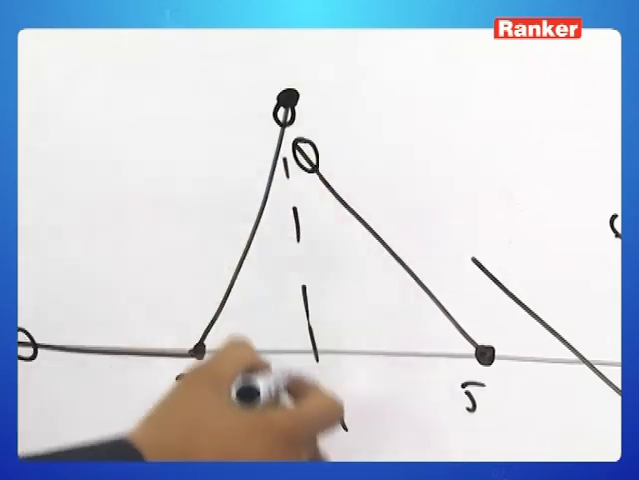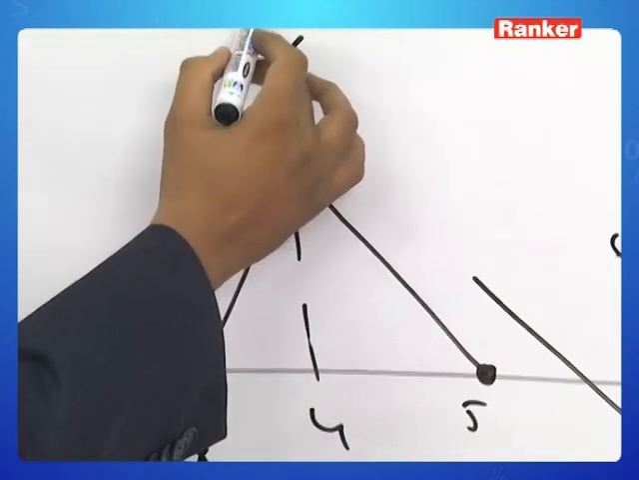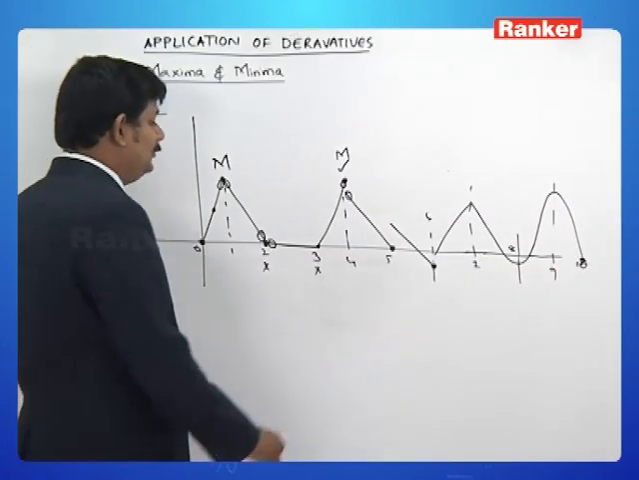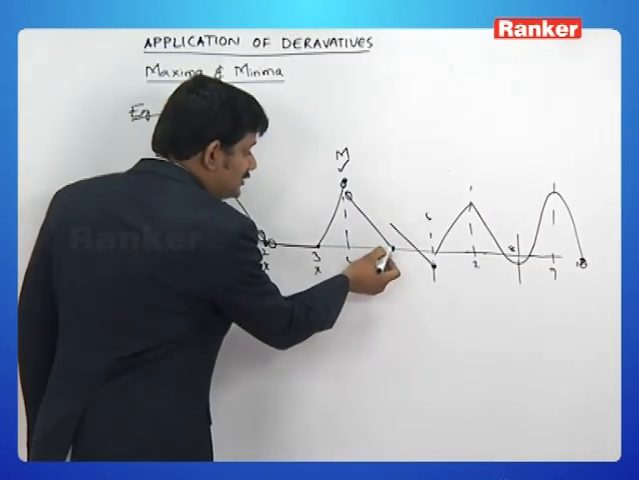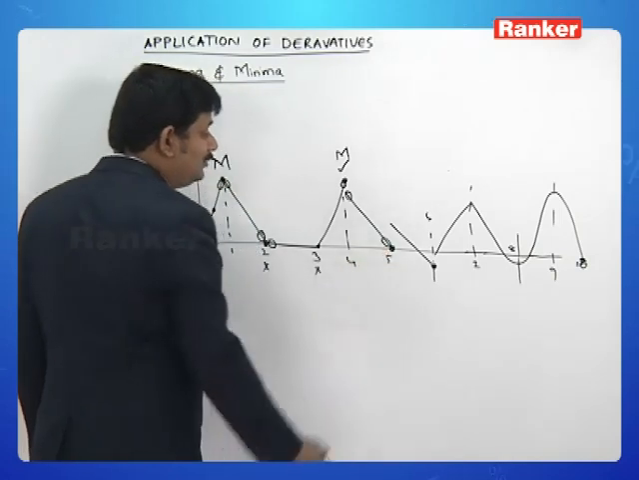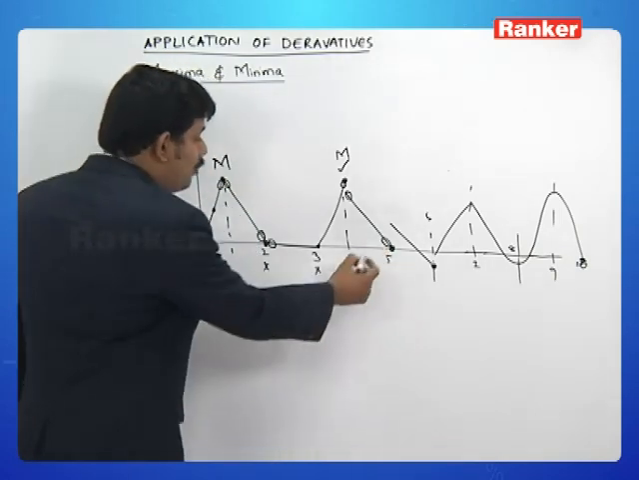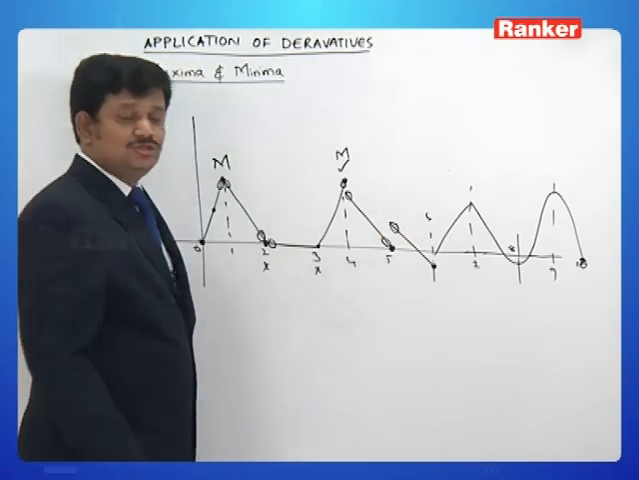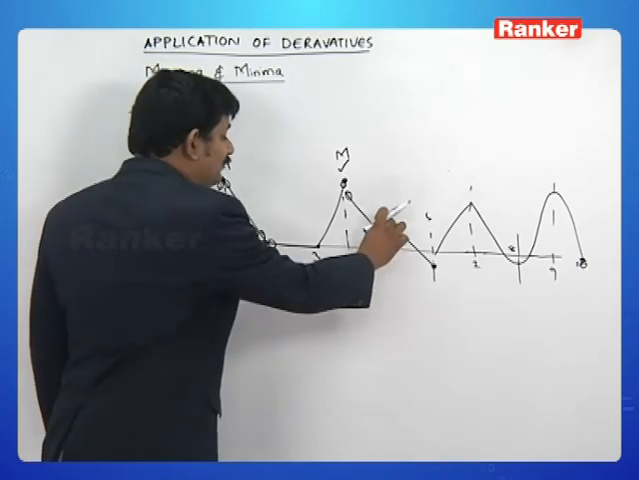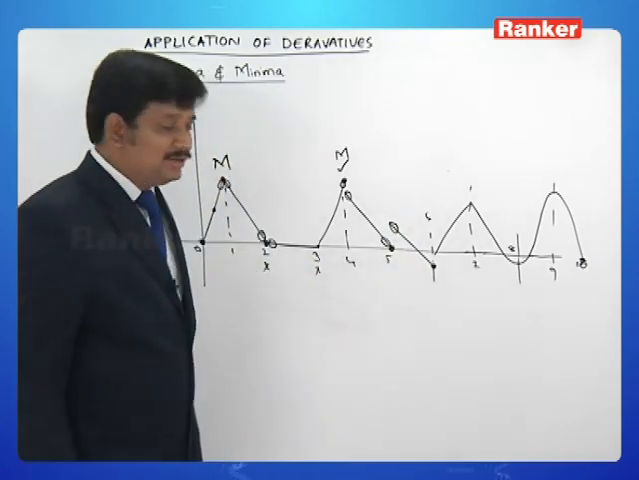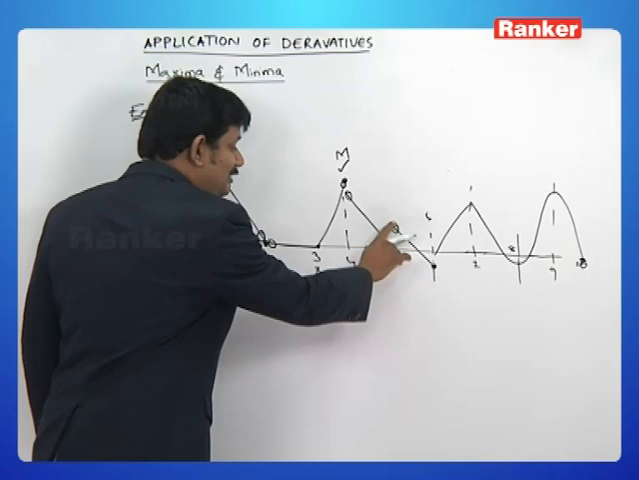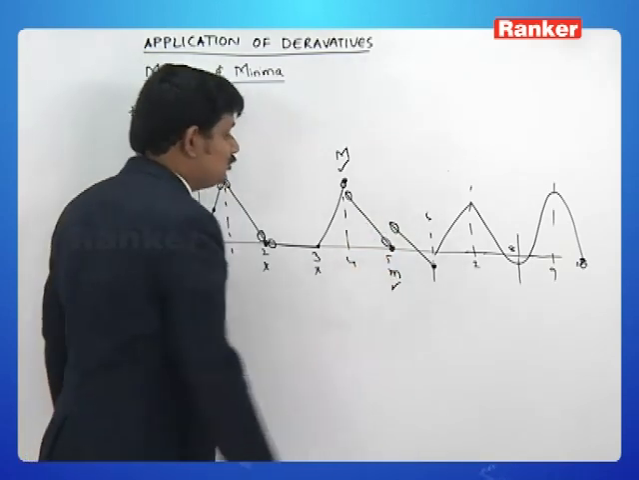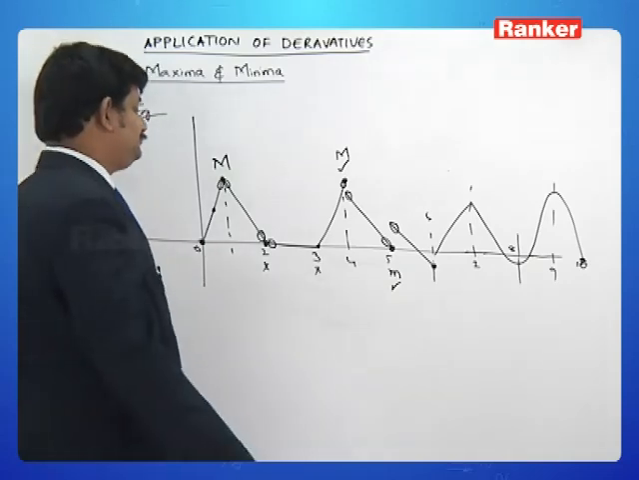So the function qualifies to be a local maxima. So this is also a point of local maxima. Let us observe 5. The function values in the left neighborhood of 5 are more than f of 5, and function values in the right neighborhood of 5 are also more than f of 5, because f of x is more than f of x naught. F of x naught is the least value in the neighborhood, we call it local minima. So 5 qualifies to be a local minima.